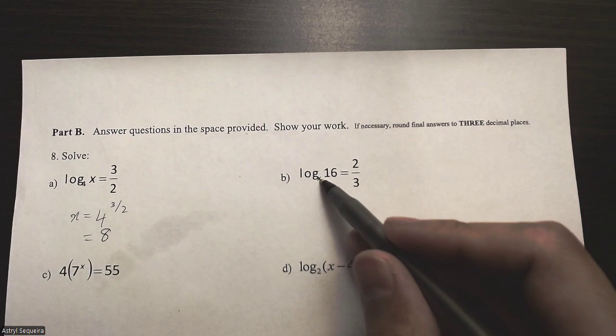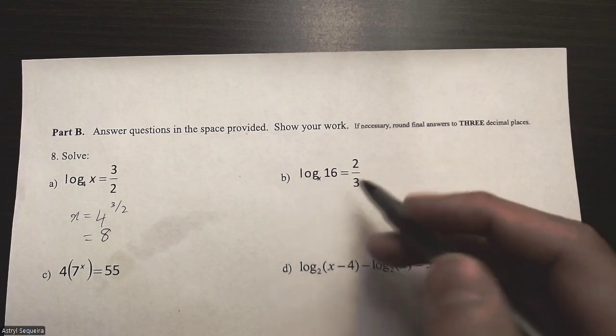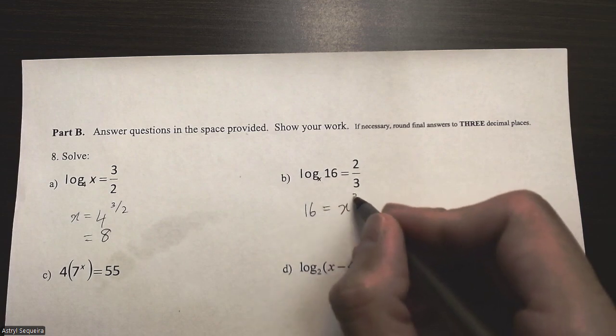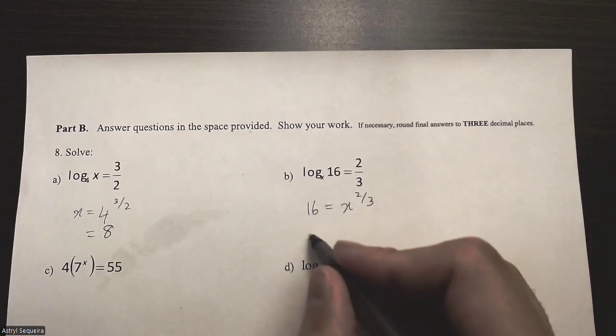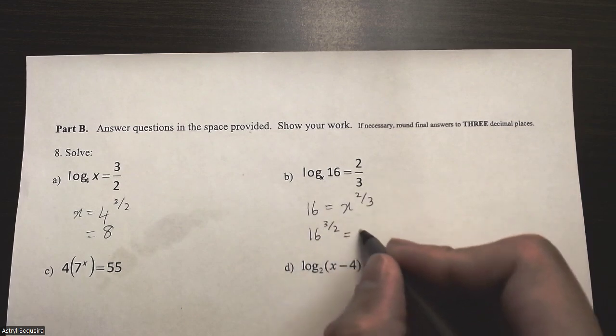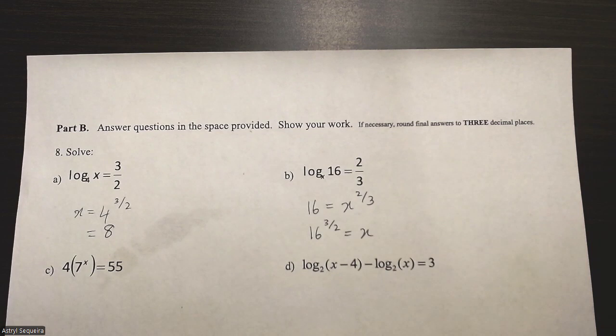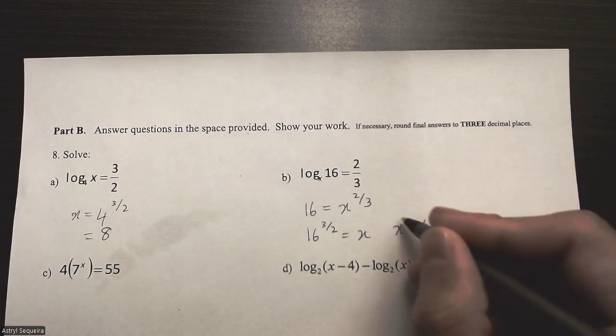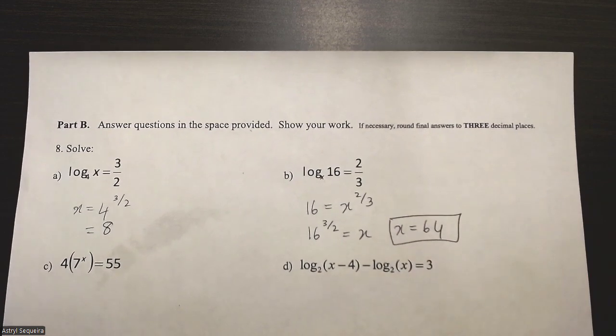Part B, I'm moving the x to the other side because I need to get rid of the log. So 16 equals x to the power of 2 over 3. And then to isolate the x, when I move the 2 over 3 to the other side, it just becomes 3 over 2. I'll put that in my calculator and I just get x equals 64 for the second one.